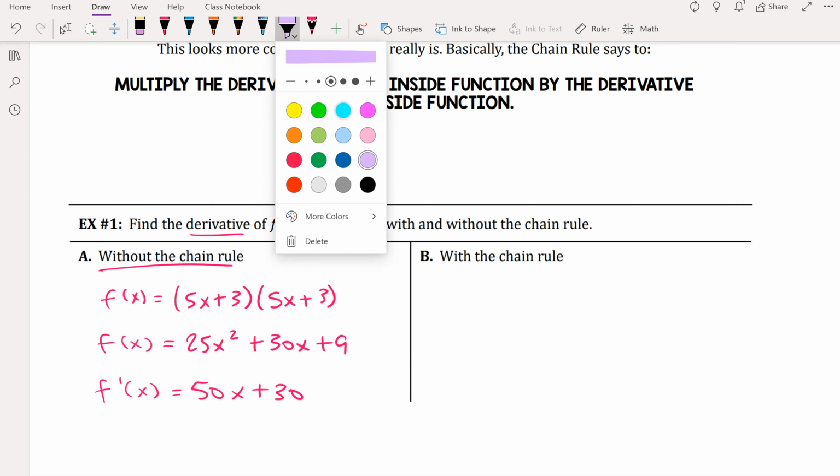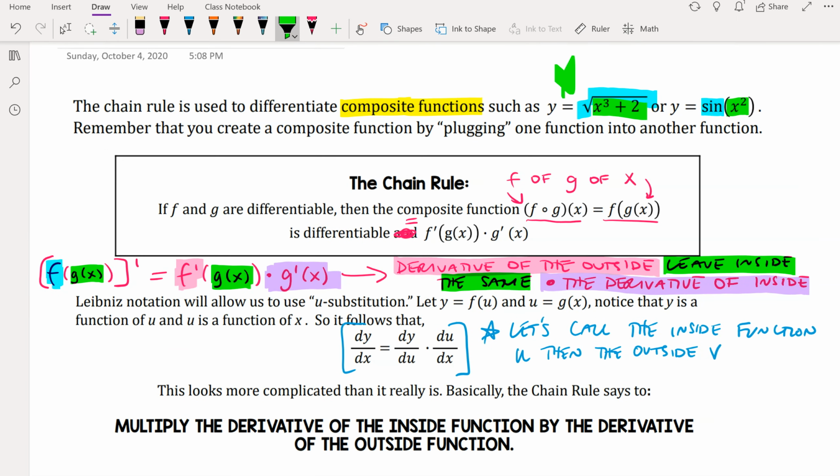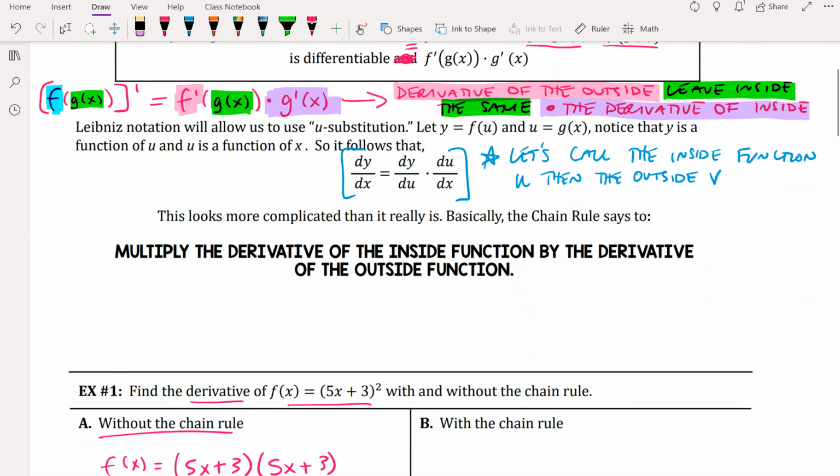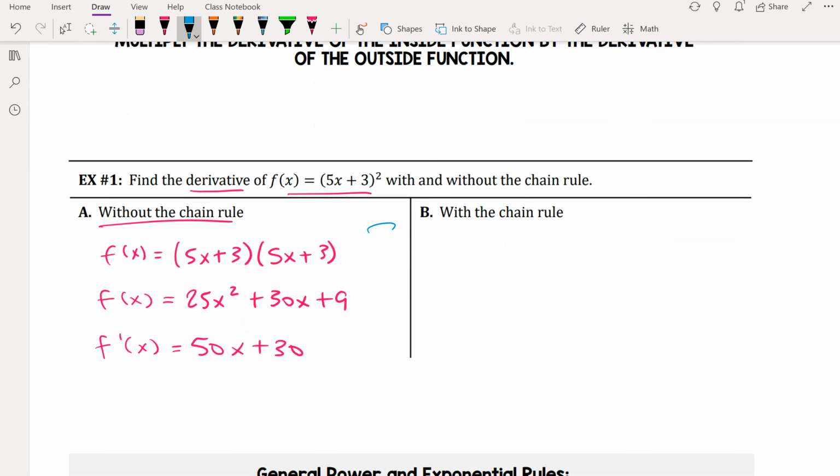Well, do we have an inside and outside function? Remember over here we were doing inside and outside function. What would our inside function be here? What would our inside function be in this equation? What's the function inside? All right, our inside function is 5x plus 3. And it's been plugged into the outside function, which is like x squared.